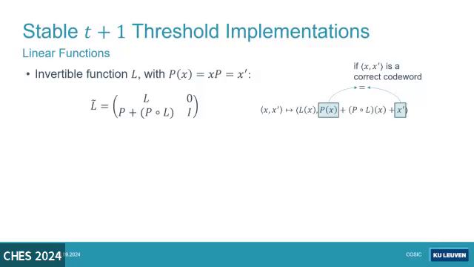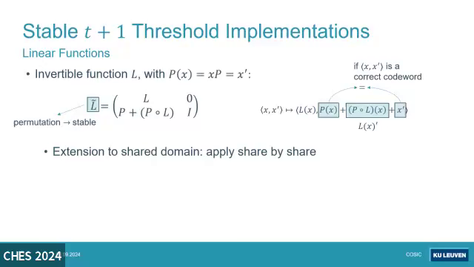If there's no fault injected, P of x is equal to x prime, so they cancel each other, and what is left is the parity bits of the output. So this shows that this construction is correct. And we know it's stable because L is invertible and this construction is a permutation, which means that if there's a fault injected into the input, it will be mapped to an incorrect output. And it's easy to extend it to the shared domain because of the linear properties. We can just apply it share by share. So this is also easy.